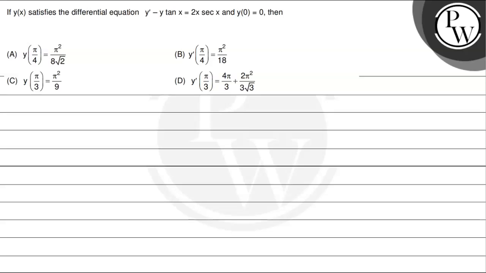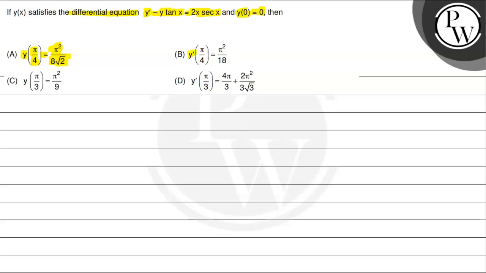So let's read this question. If y of x satisfies the differential equation y dash minus y times tan of x is equal to 2x sec x, and y of 0 is given to be 0, then we have been asked which of these four options hold true. And option A is given to be y of pi upon 4 is equal to pi square upon 8 under root 2.